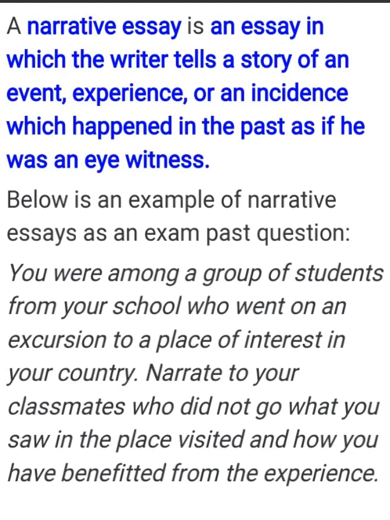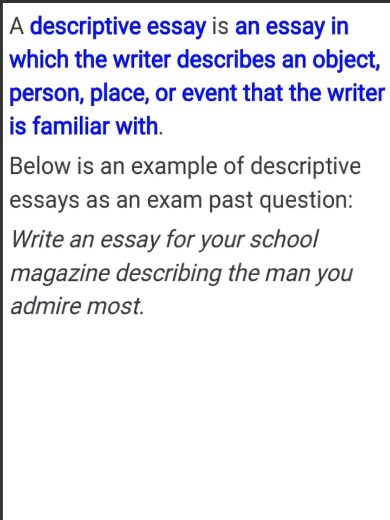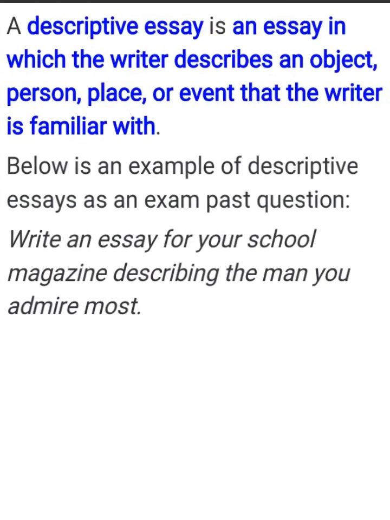And so let's make progress now to the next one. We have what we call descriptive essay. A descriptive essay is an essay in which the writer describes an object, person, place, or event that the writer is familiar with. You are describing. Describing means you are creating a picture in the mind of the reader. So you're either describing a person or an object or a place or an event that you are familiar with. You can only describe what you are familiar with.